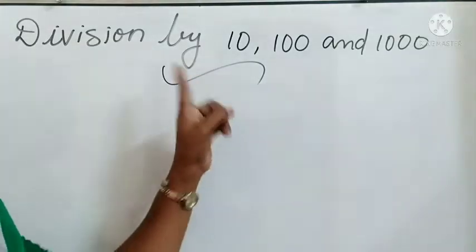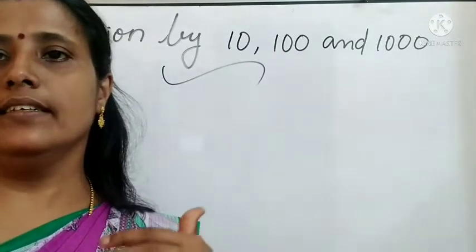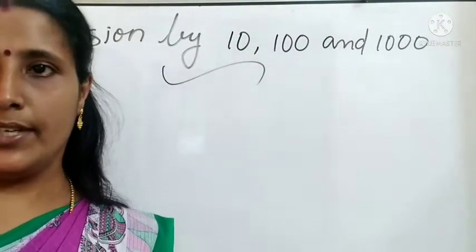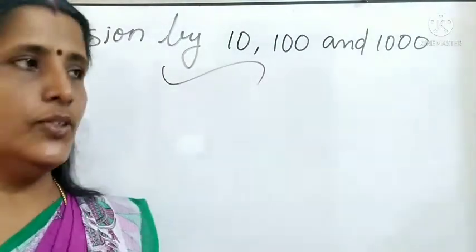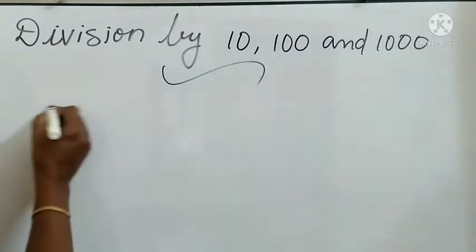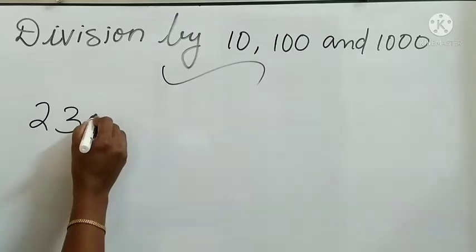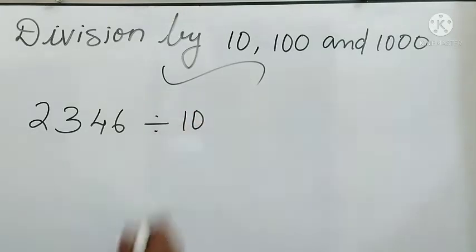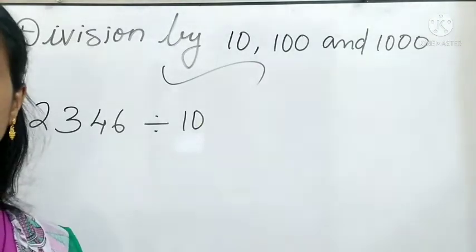Division by 10, 100 and 1000. Without doing the calculation, how can we find out the answers? So, listen carefully. Then only you can understand how we can find out the answer without using the calculation. So, here for example, I want to find out 2346 divided by 10. This time I didn't do the calculation. Then how can we find out the quotient and remainder?